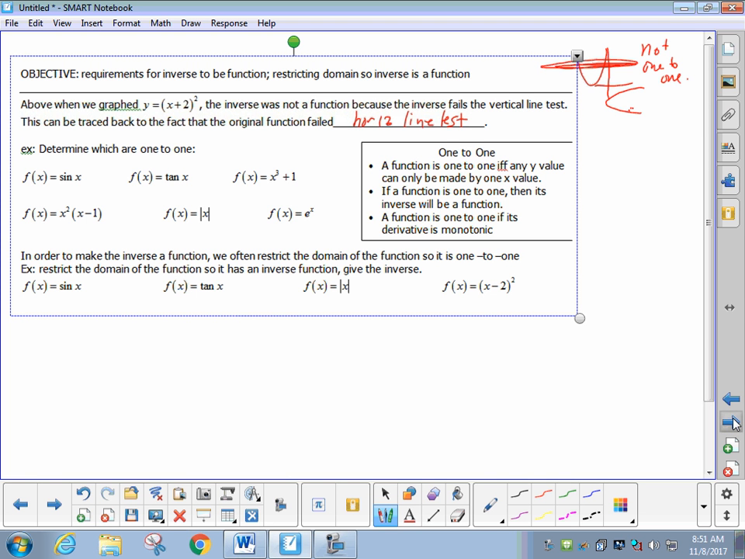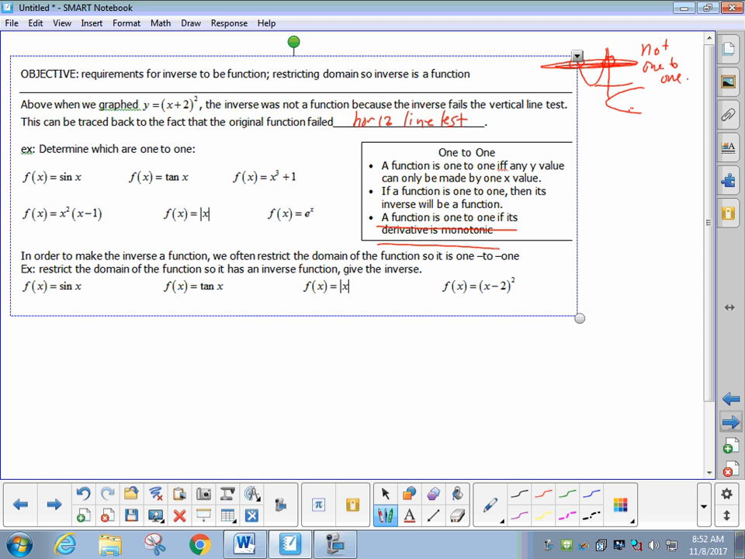No y can be made by two different x's, like is happening here. A function is one-to-one if and only if, that's what IFF stands for, any y value can only be made by one x value. Consider this: if a function is one-to-one, its inverse will be a function. That's easy. Think derivative. This is the only calculus I have in here.